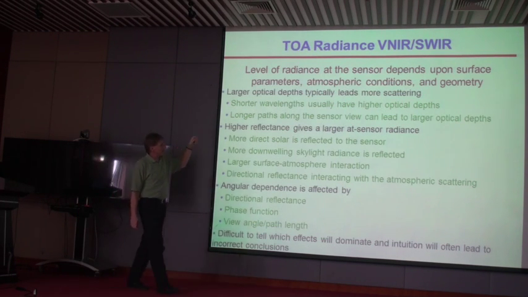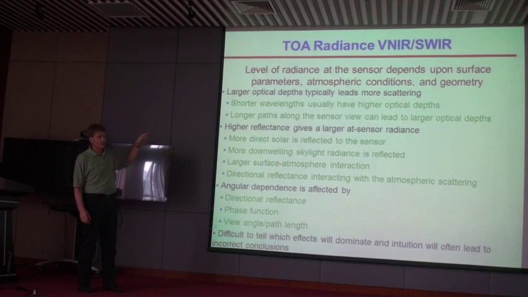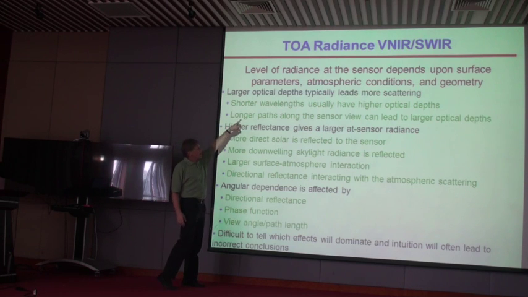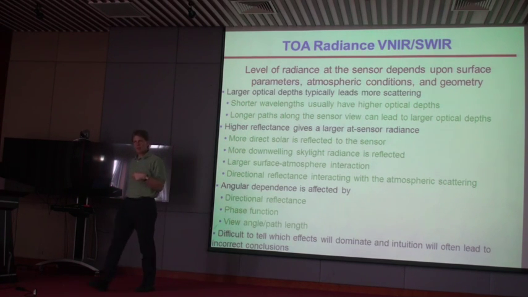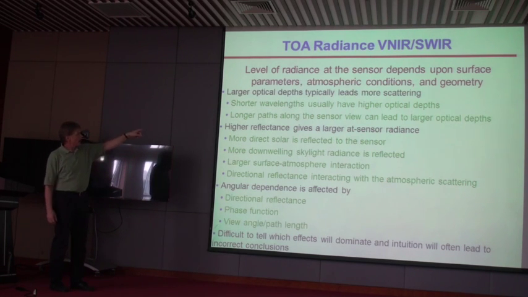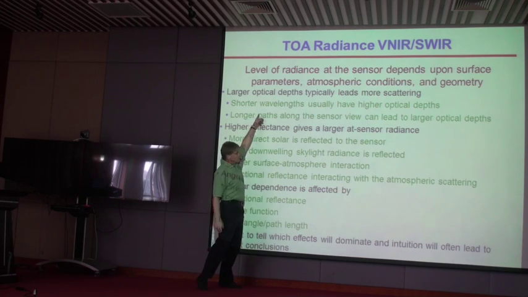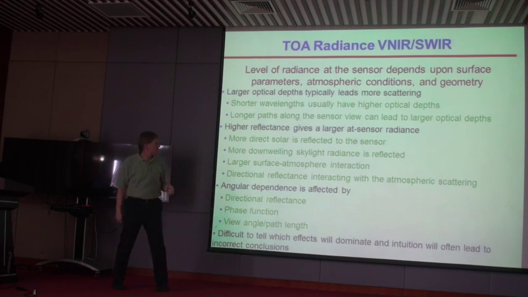So the level of radiance at the sensor, and hopefully this makes some sense, depends on the surface, how bright it is, the atmosphere, what's in it, how much of it, and the geometry, sun angle, view angle. Larger optical depths. Okay, so we'll talk about optical depths later on this afternoon. That's about the amount of stuff in the atmosphere. So if I have more stuff in the atmosphere, and that's usually the case at short wavelengths and longer paths, then I get more scattering, I get more effects. So what's happening out today is I basically have more stuff in the atmosphere that's causing scattering.